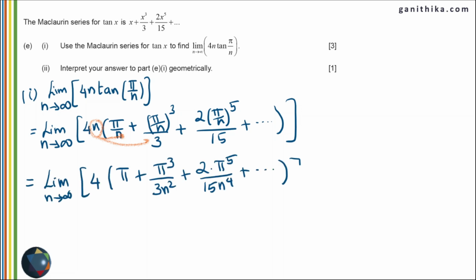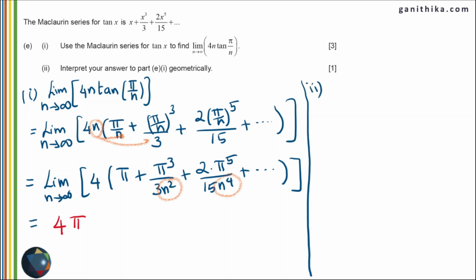So the multiplication is going to give you this expression. Now all these terms have n in the denominator, and as n tends to infinity, these terms would become 0. Therefore, the final limit would be 4 pi. So this is your answer for E1. The value of this limit is 4 pi.